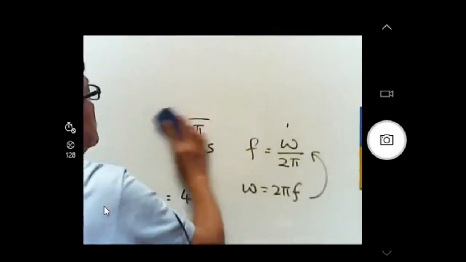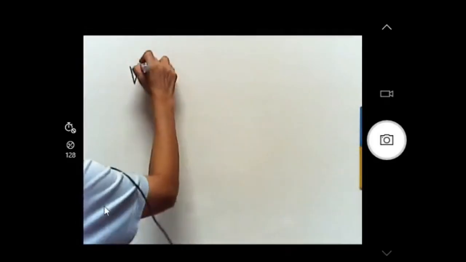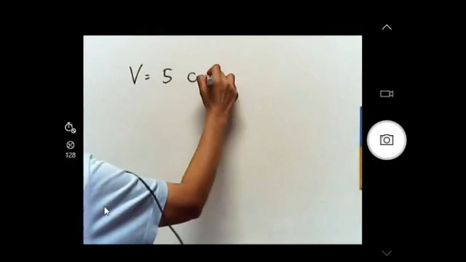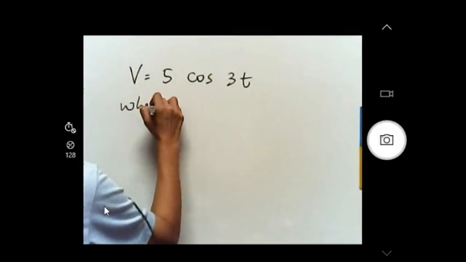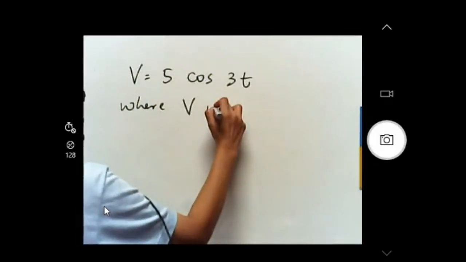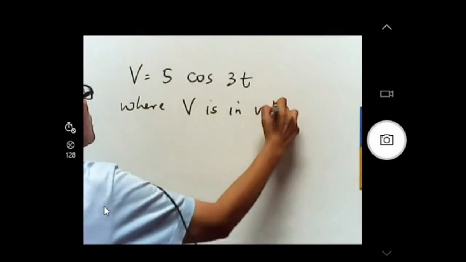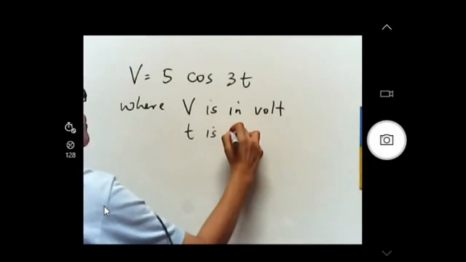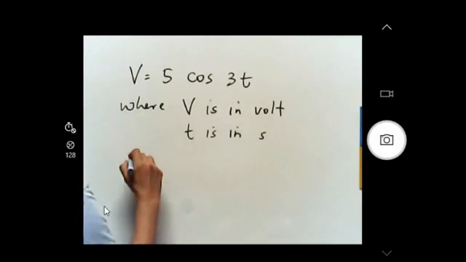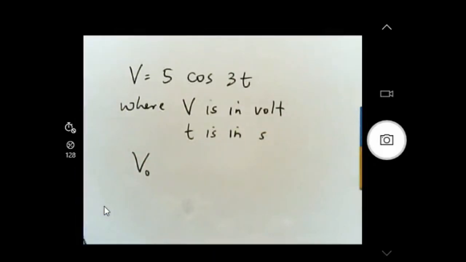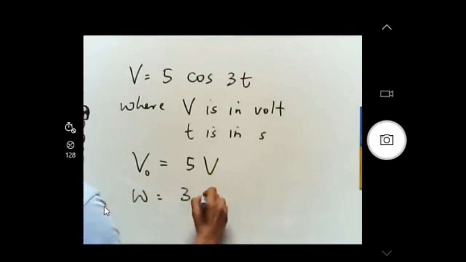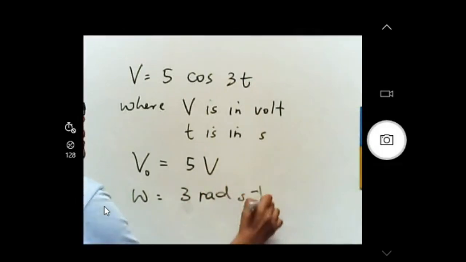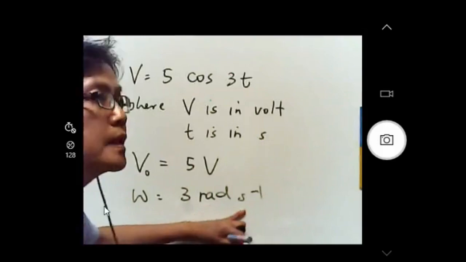I can also use it. Maybe they give you an equation V equals 5 cos 3t, where voltage is measured in volt and time is measured in second. So from here I know the maximum voltage or peak voltage is 5 volt and the angular frequency is 3 radian per second. The SI unit for angular frequency is radian per second, right?